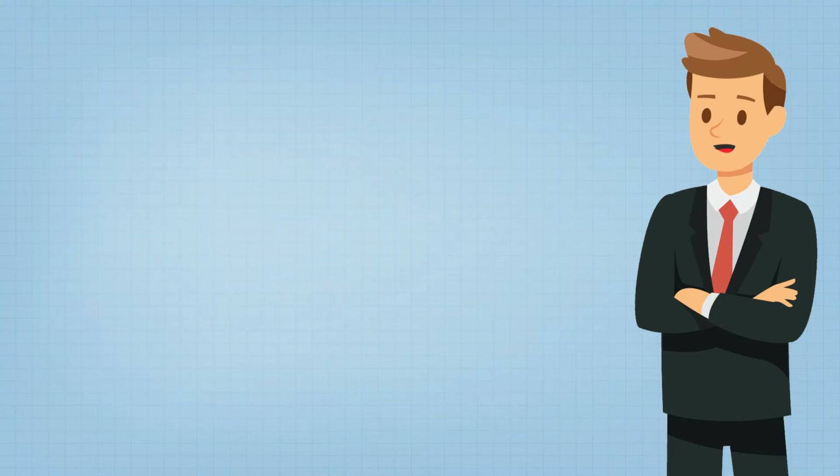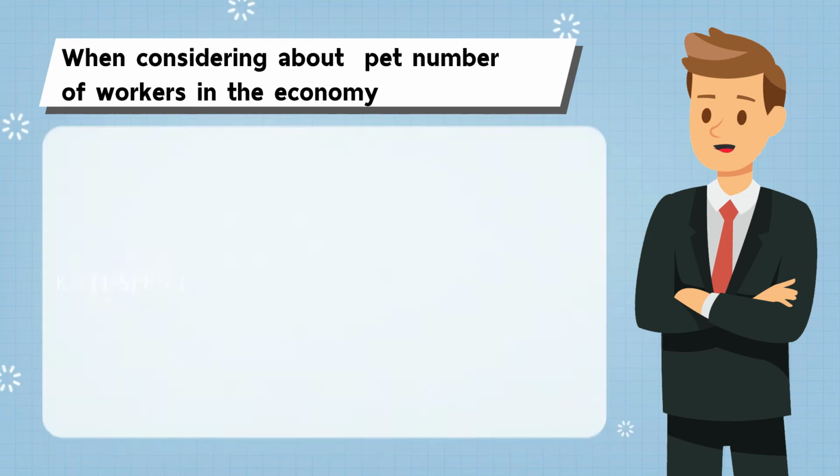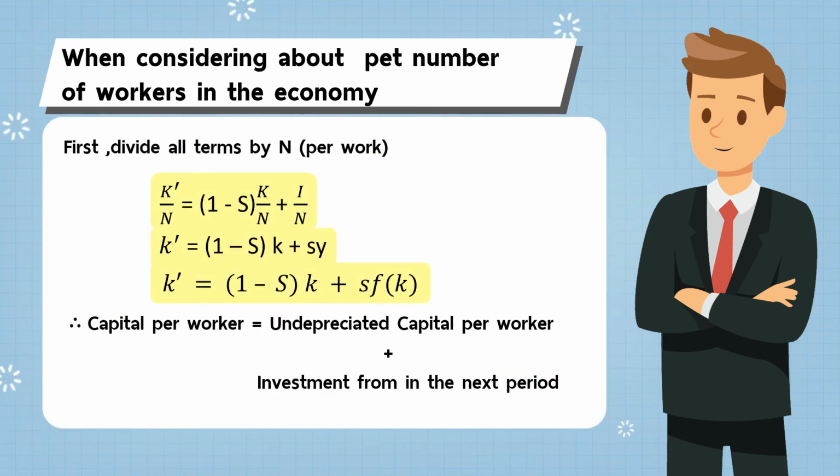When we consider the number of workers in the economy, we do so by dividing all terms in the equation by the number of workers, N. We get K prime over N equal to (1 minus delta) times K over N plus I over N. Then we get small k prime equal to (1 minus delta) times small k plus s times y. Since I is the saving rate times output, finally we get k prime equal to (1 minus delta) times k plus s times the function of k.